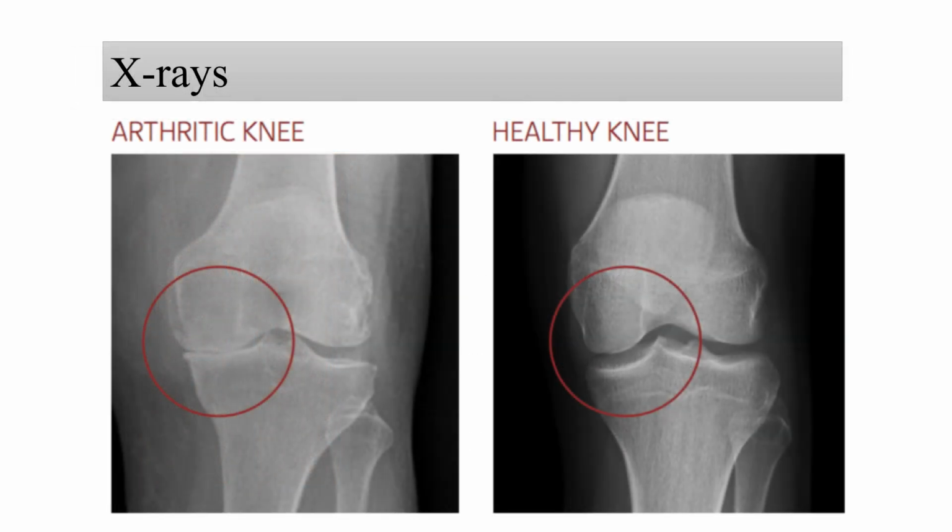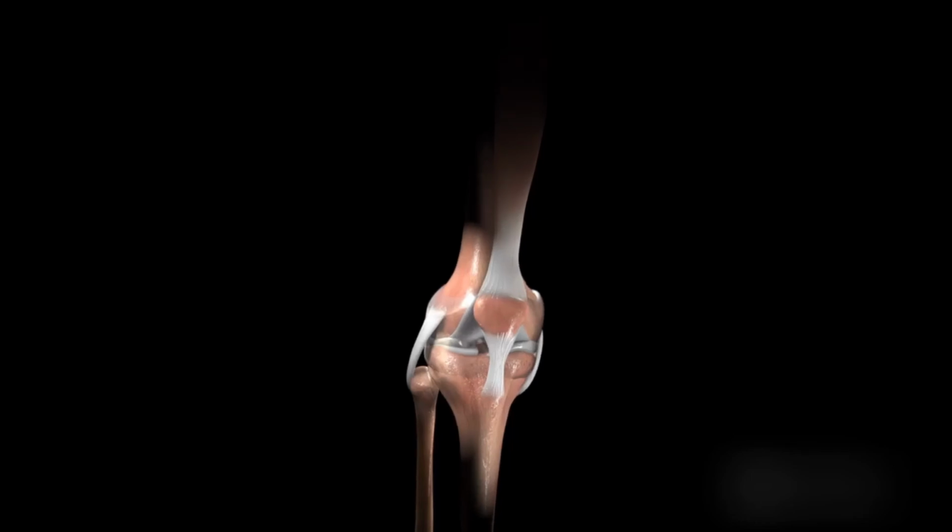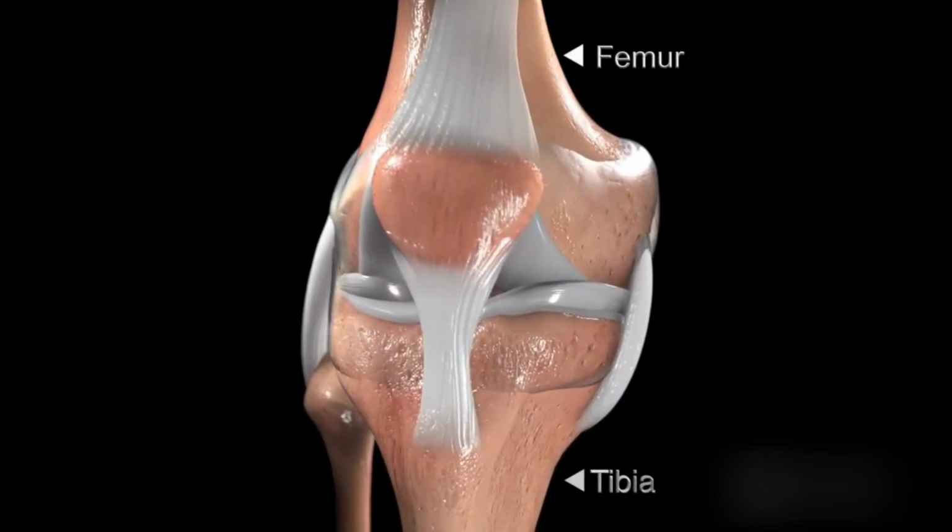This is an example of what an arthritic knee looks like on an X-ray, in contrast to a normal, healthy knee. The healthy knee is on the right side, where you can see good preservation and space in the joint between the femur and the tibia bone, versus the arthritic bone-on-bone X-ray on the left side that reflects end-stage advanced osteoarthritis.